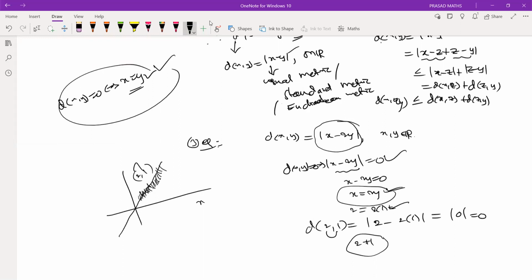You can take, for example, x equals 4, y equals 2. Nothing wrong, right? This satisfies the equation. Therefore the distance between 4 comma 2 is mod of 4 minus 2 into 2, that means 0. So the distance is 0, but the points are different, 4 not equal to 2. Is the idea clear? Put it in the chat box.